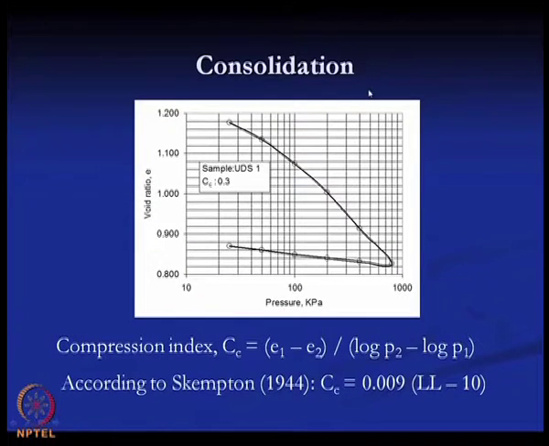The next thing that I will discuss is consolidation. Consolidation is also a very important property for fine grained soil. As I mentioned, soil voids are filled by either air or water or both. So, if we want to remove these voids, there are basically two methods: one is compaction, another is consolidation.